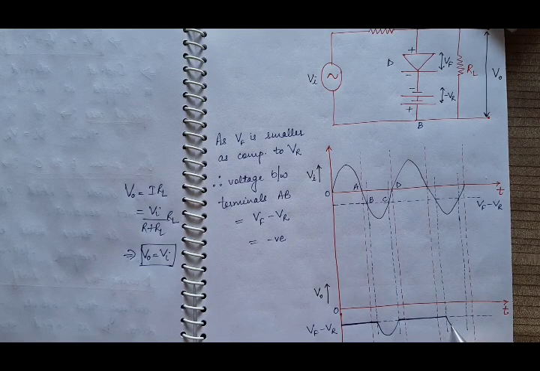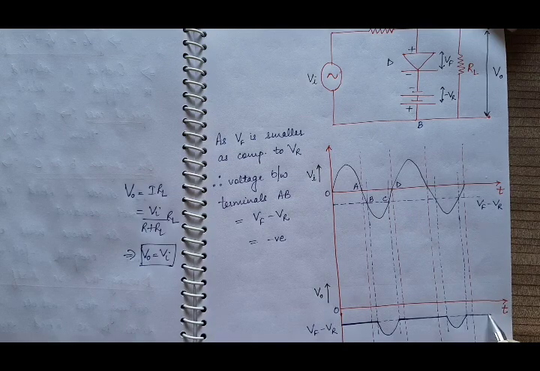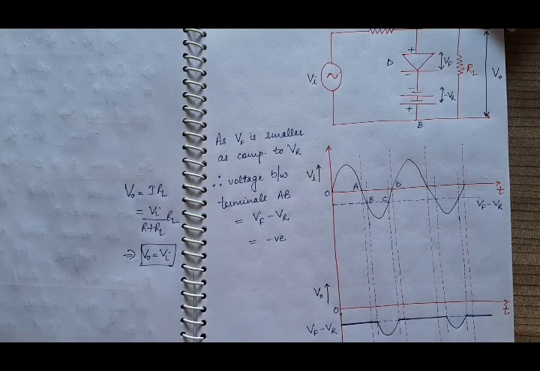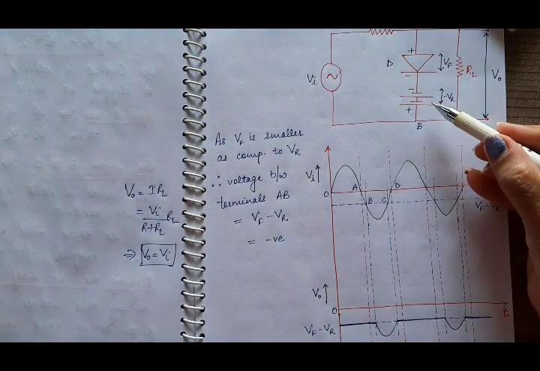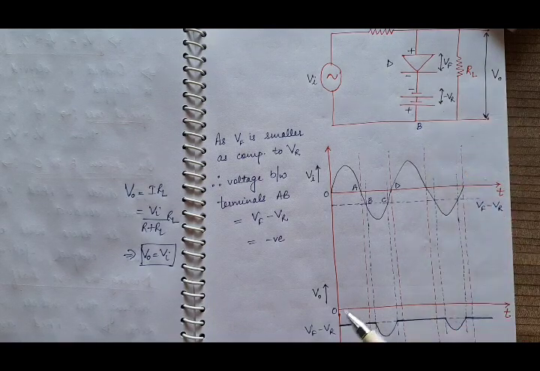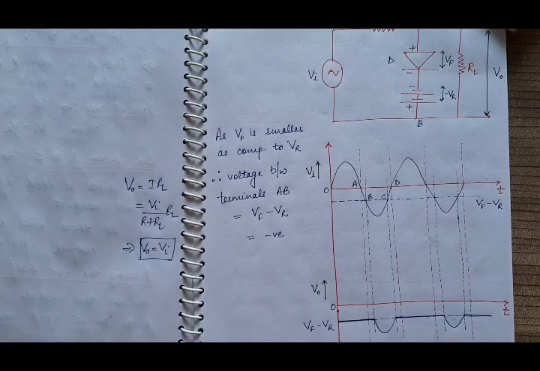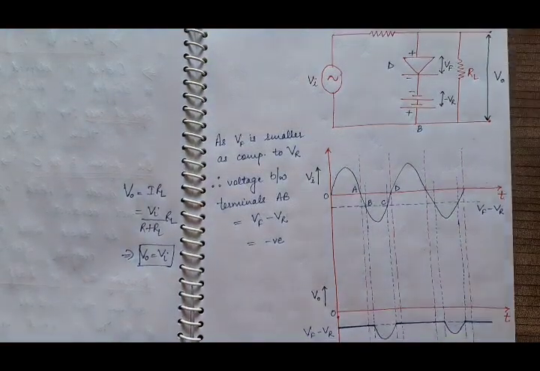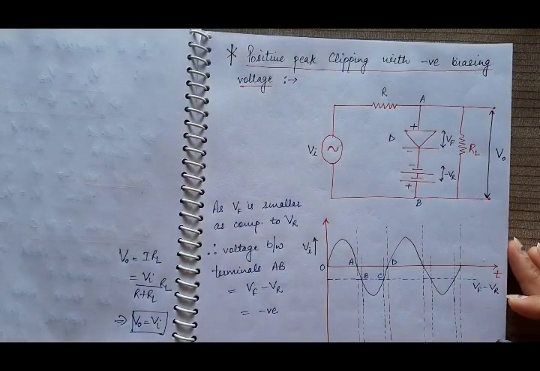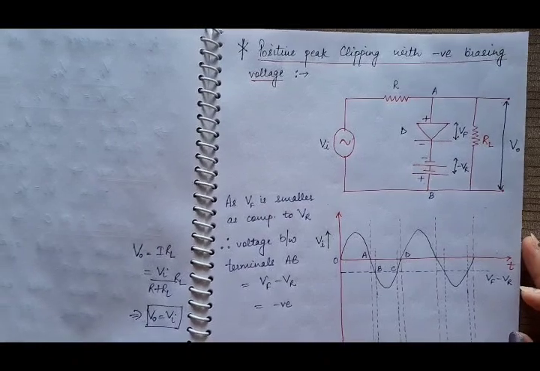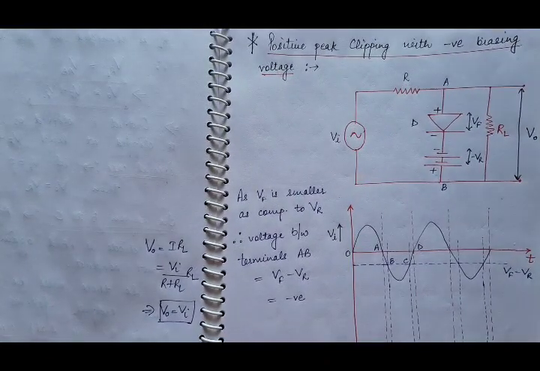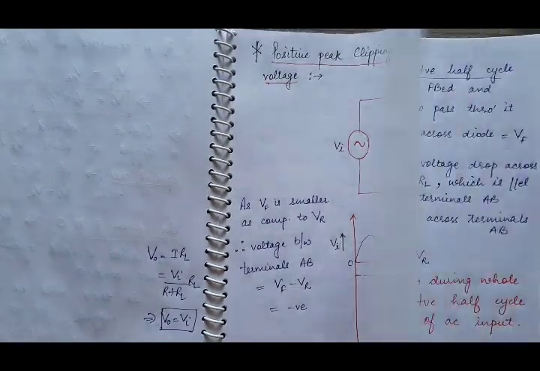So in this way you can clearly see that with negative external biasing, we have clipped the positive peak of the input signal at the level Vf minus Vr. So this is all about positive peak clipping with negative biasing voltage. And now you can read its theory, which I have already told you each and everything.